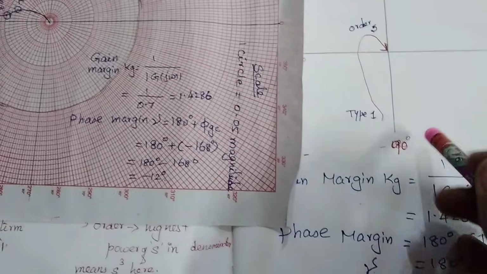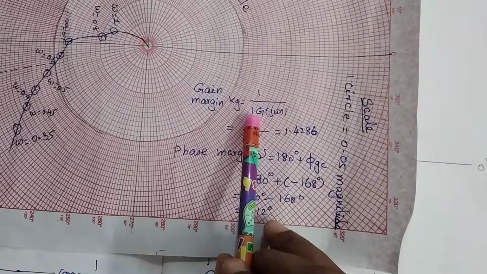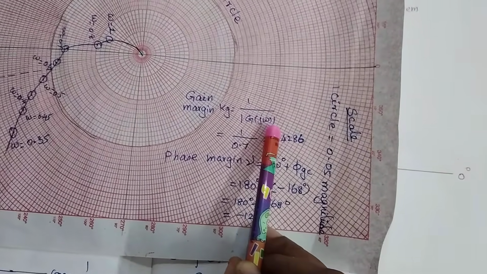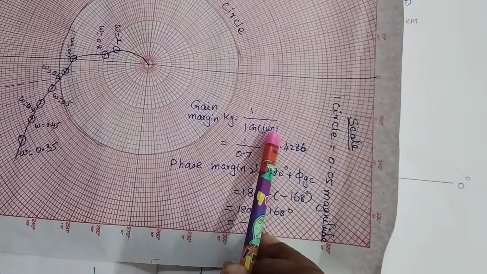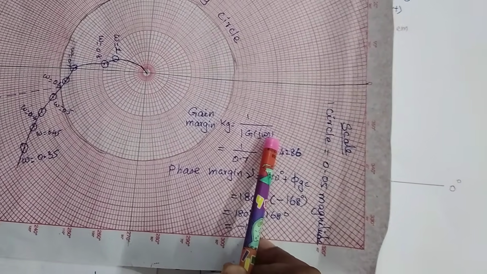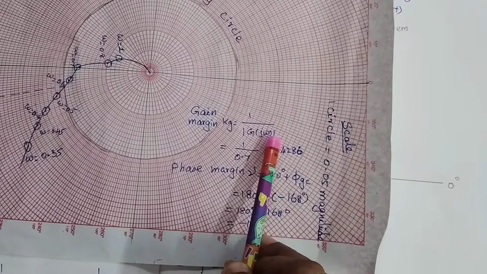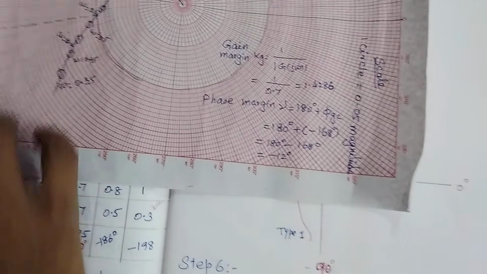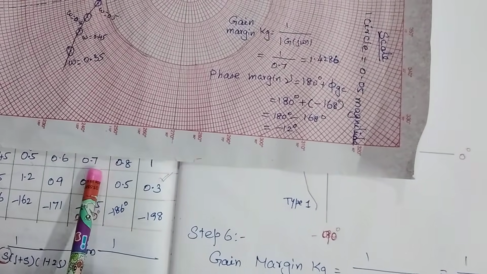Then try to find the gain margin. What is gain margin? It is 1 by modulus of G of j omega at the phase crossover frequency. What is the phase crossover frequency? At what value does it cross 180 degrees? See here, at the frequency of 0.7. Here also we found the same.